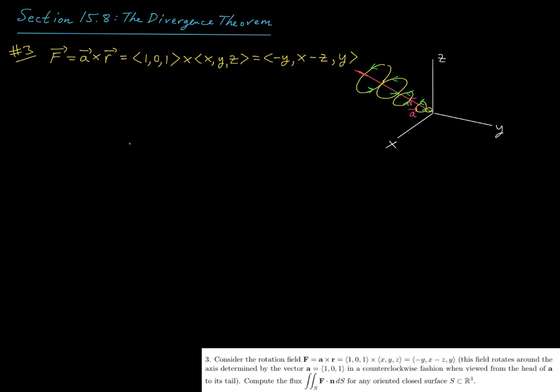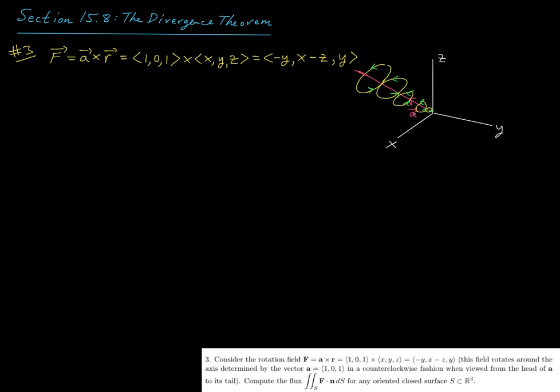All right, for problem 3, it says consider the rotation field F, which is the cross product of the vector A with the position vector R. So in this case, A is the vector 1, 0, 1. And we cross that with the position vector x, y, z, we get negative y, comma, x minus z, comma, y.